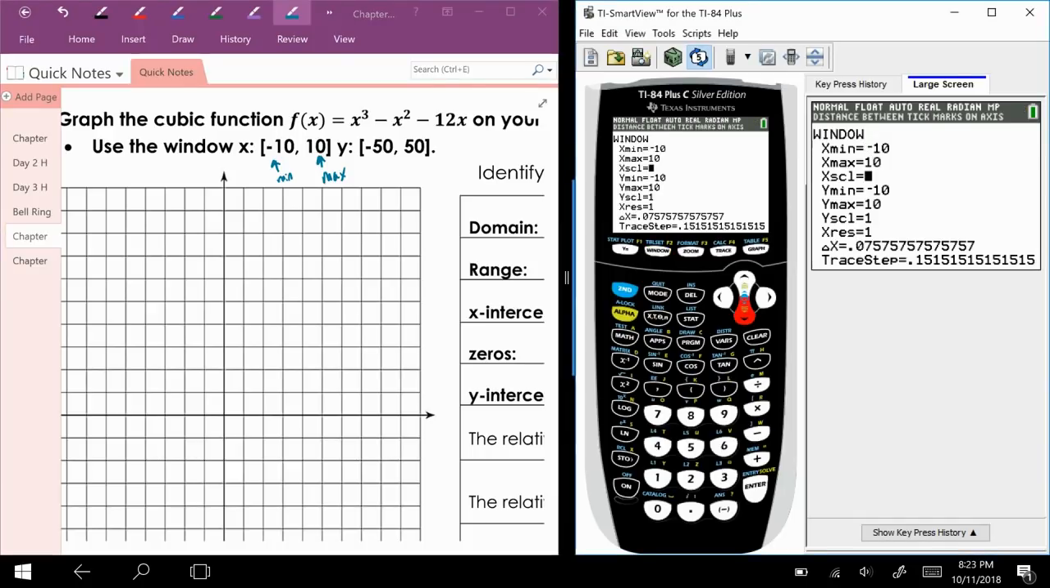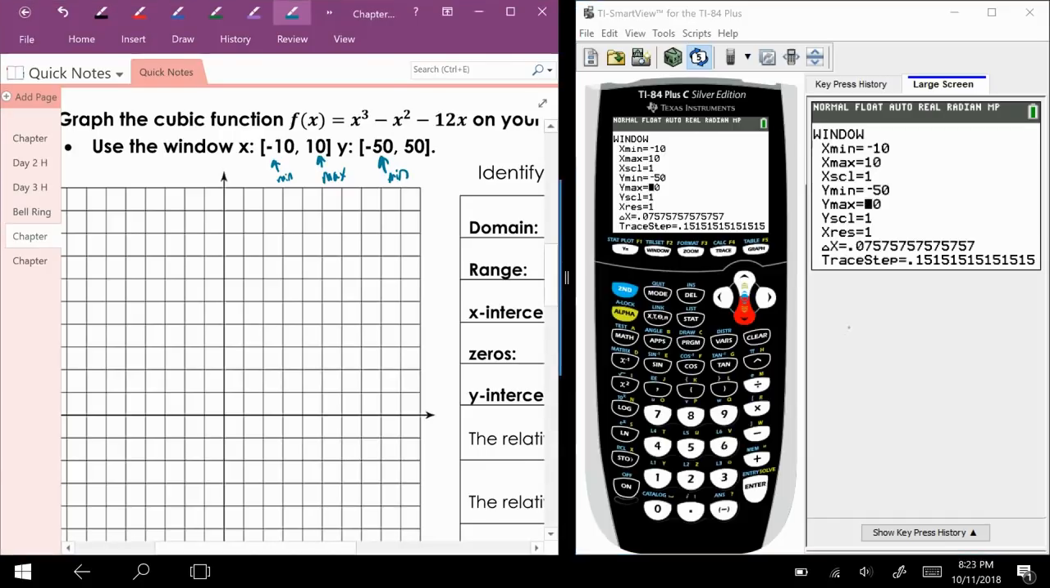So I'm going to go down, press the down button, till you get to the y min. Now remember, the x scale and the y scale just means how much you're going to go up by, 10s, 20s, that kind of thing. But here it tells me the y min is going to be negative 50. So in my graphing calculator, I will click negative 50, press down.